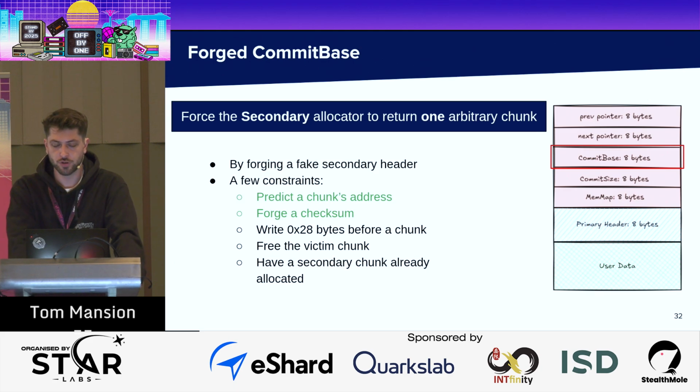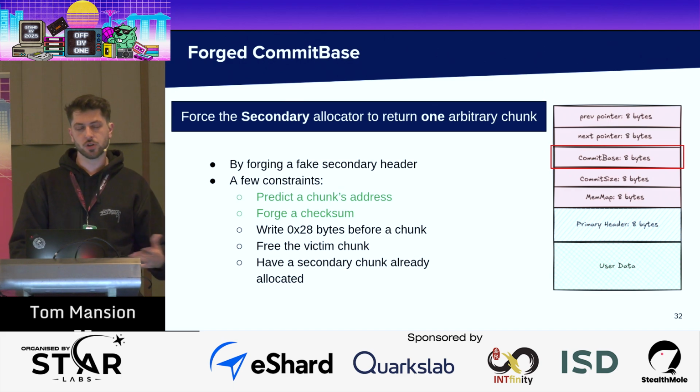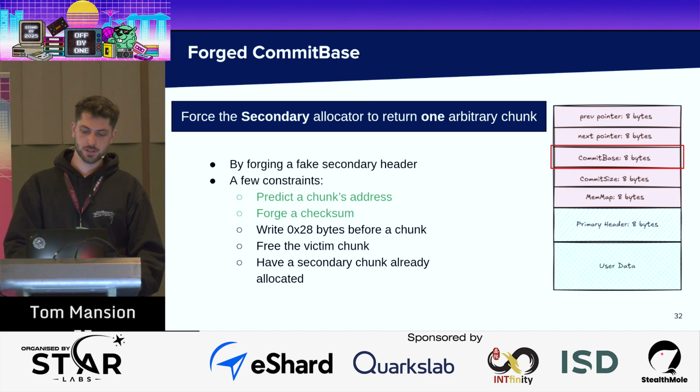There's a few more constraints. So the first two we know that they're met, but we need to be able to write hex 28 bytes before a chunk. So basically we need to have a buffer overflow. We need to be able to free the victim chunk, and we also need to have a secondary chunk that's already allocated to set the count of allocated chunks to 1, basically.